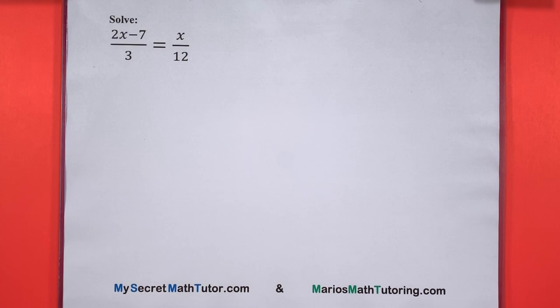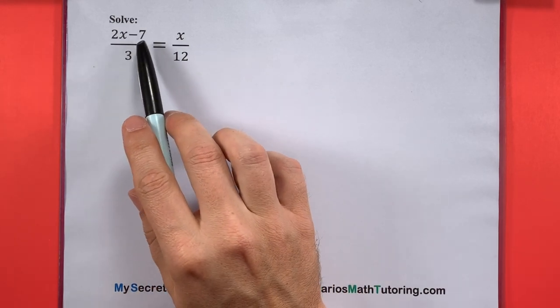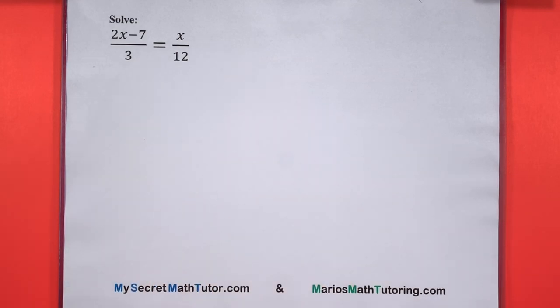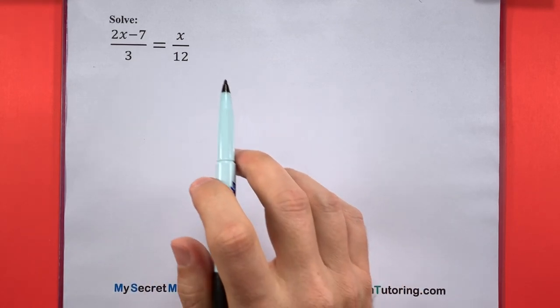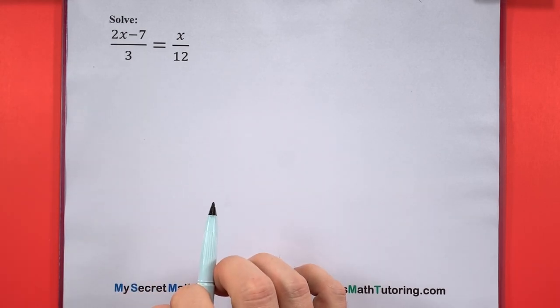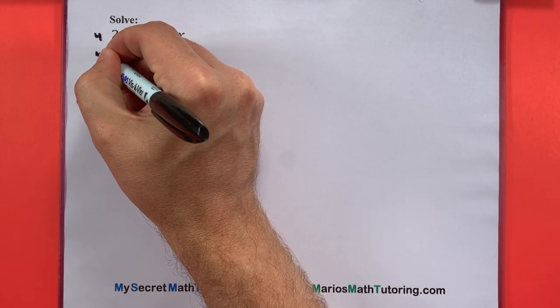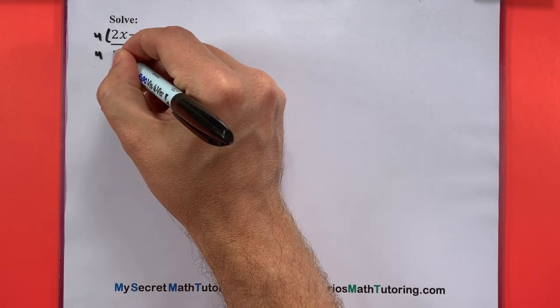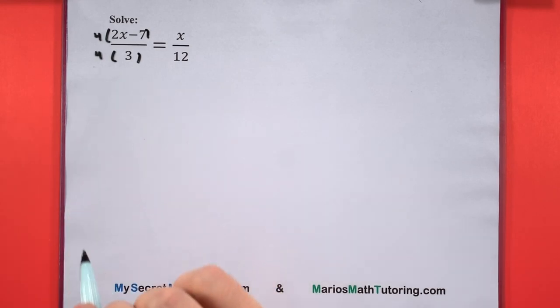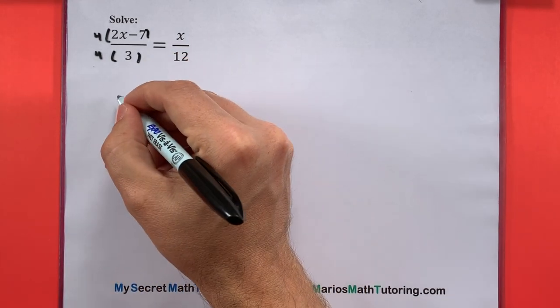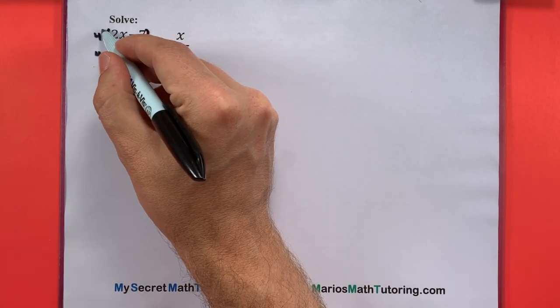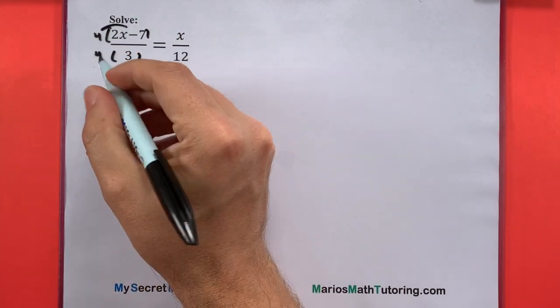In this problem, we're tasked with solving the equation (2x minus 7) all divided by 3 is equal to x divided by 12. In order to solve something like this, we might work on getting a common denominator in the bottom. So I could multiply the top and bottom of the left side by 4. Of course, that's going to give us a 12 in the bottom, and we're going to have to distribute in that top piece.